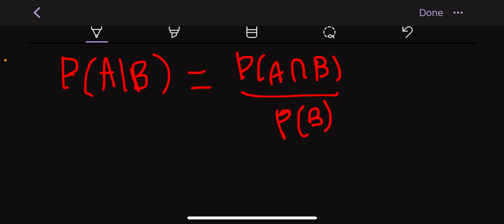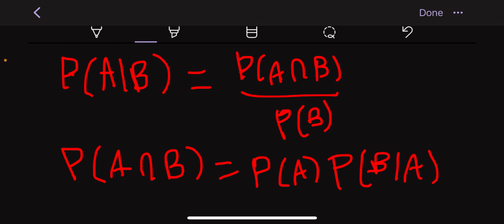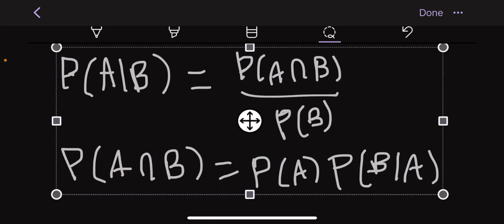The second equation that is useful to go over is the fact that the probability of A and B is equal to the probability of A times the probability of B given A. This makes sense intuitively because if you want A and B both to occur, one way to do this is to see the probability of A occurring, and then given that A occurs, what's the probability that B also occurs? Let's keep these two formulas in mind.